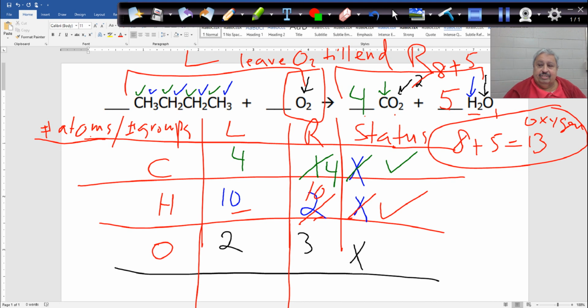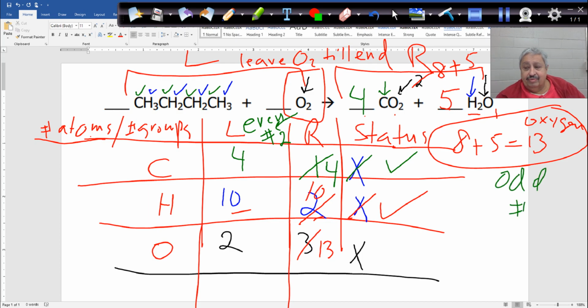Look at this oxygen. I have oxygen as 2, and here is 13, correct? So what should I do here? I have the same issue. This is an even number, 2 here. Even number of 2. And here is an odd number, which is 13. So what should I do? I have to go what?